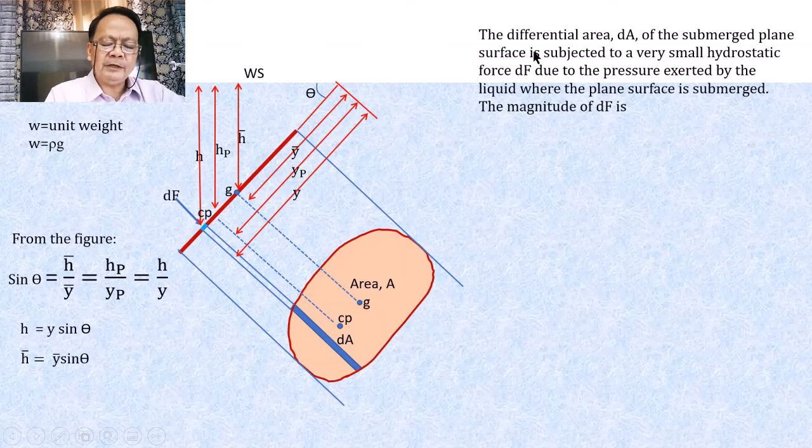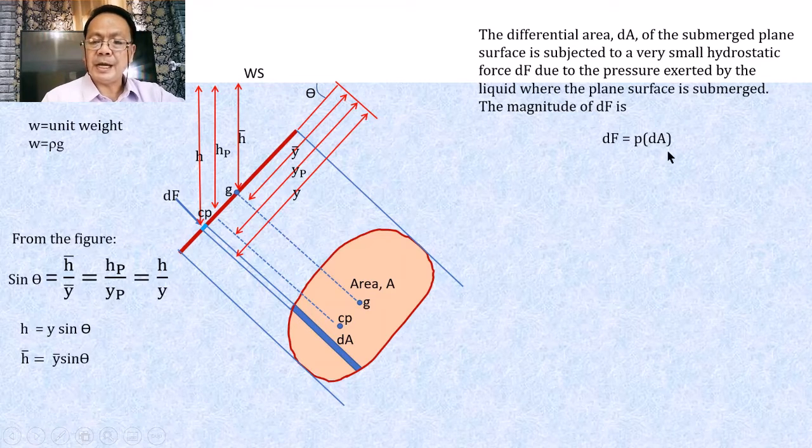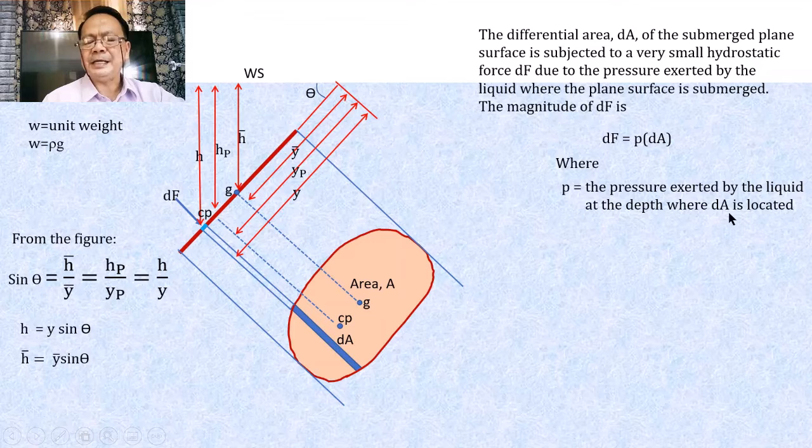Sabi dito, the differential area dA, this area dA, ano, of the submerged plane is subjected to a very, very small hydrostatic force dF, due to the pressure exerted by the liquid where the plane is submerged, and the magnitude of that differential force is equal to P multiplied by dA. Ano ngayon itong pinatinutukoy dito? Ito yung tinatawag nating pressure at the point where our dA is located. This is the pressure exerted by the liquid at the depth where dA is located.